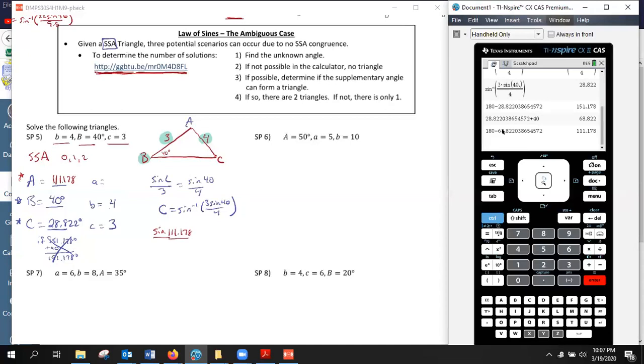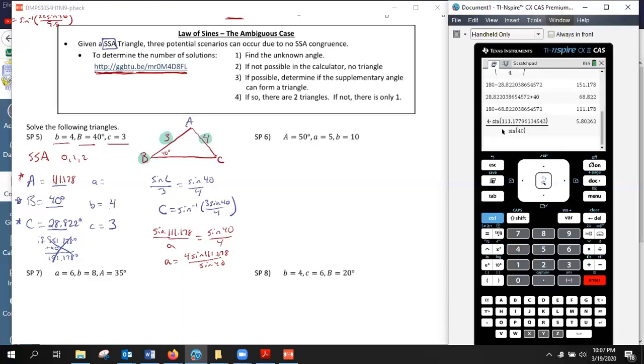111.178 degrees. So the sine of that over A equals the sine of 40 over 4. And in this case, when I solve for A, it ends up being 4 times the sine of 111.178 over the sine of 40. Let's go ahead and throw that into the calculator. So 4 sine of that angle, and divide it by the sine of 40.